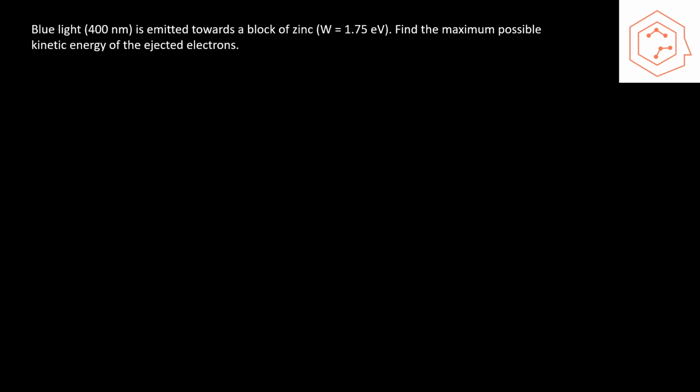Now an example: we have blue light, which is 400 nanometers for its wavelength, being emitted towards a block of zinc with a work function of 1.75 electron volts. And we want to find the maximum possible kinetic energy of the ejected electrons in this case, assuming that they are ejected. So we'll use our equation. We know that the maximum kinetic energy is equal to the energy of the photon, or hf, minus the work function of the material. h is Planck's constant, or 6.63 times 10 to the negative 34 joule seconds.